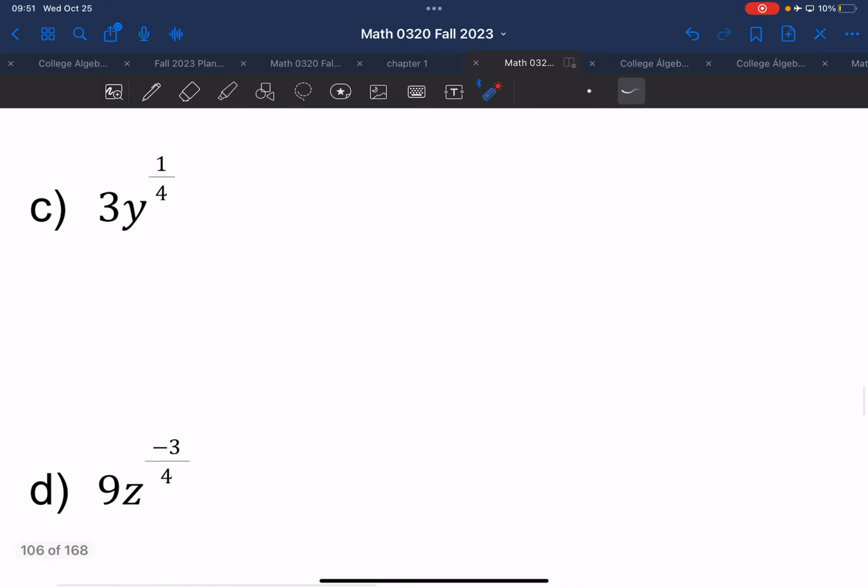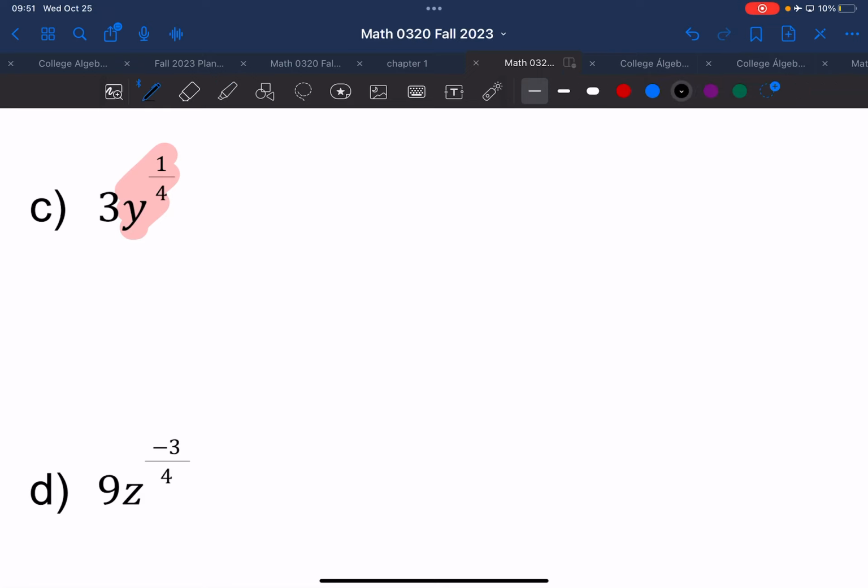Now let's look at part C. So what's getting affected by that 1/4? The y or the 3y? So why is it just the y and not the 3y? It's not parentheses around 2 of them. Good. So the only reason it would contain the 3y is if there was parentheses like this. But since there's not, that means we are only looking at that power being raised to y.